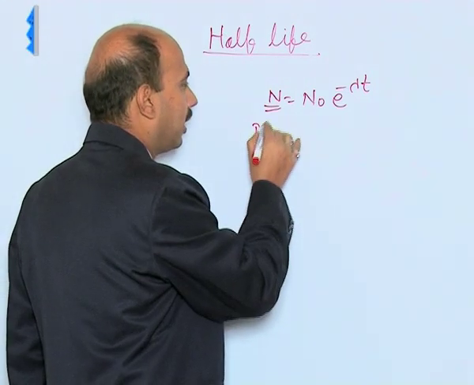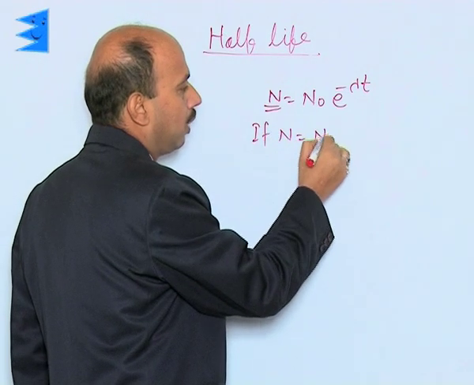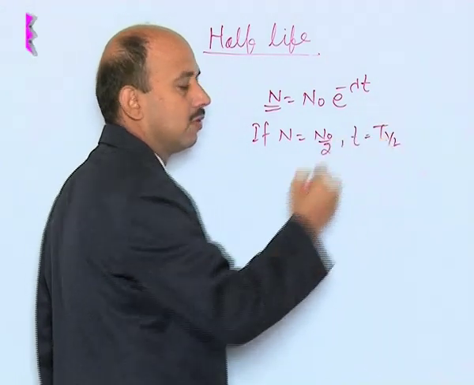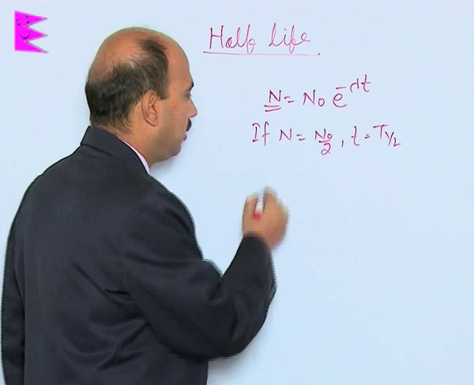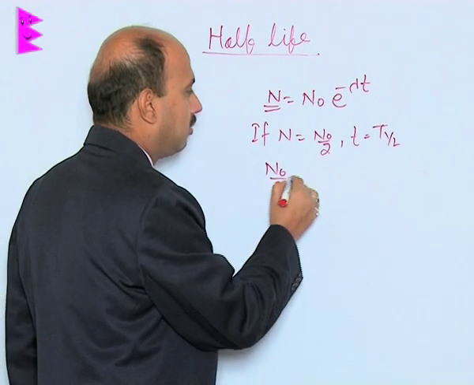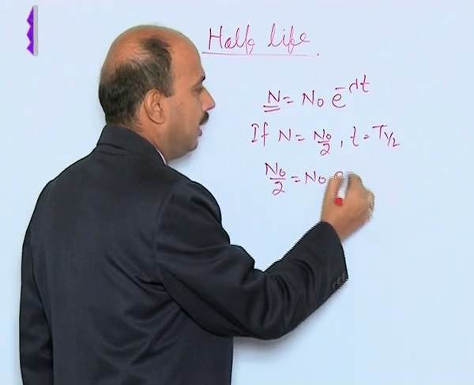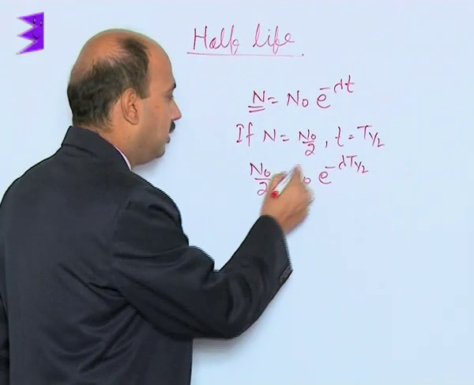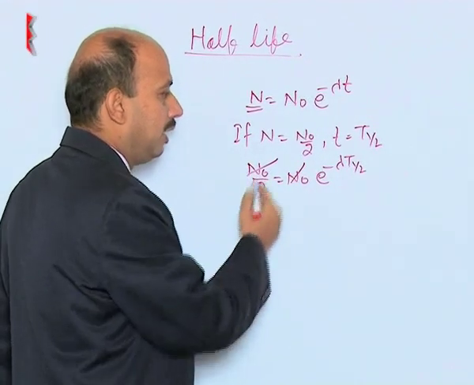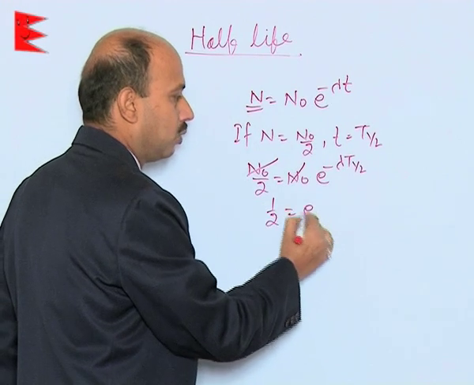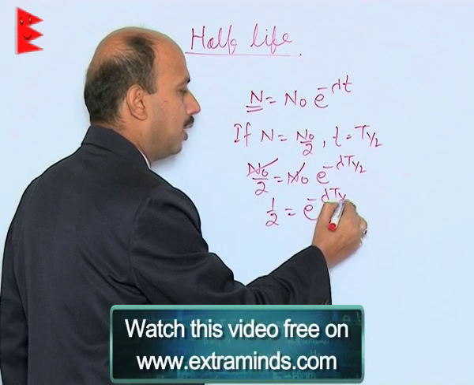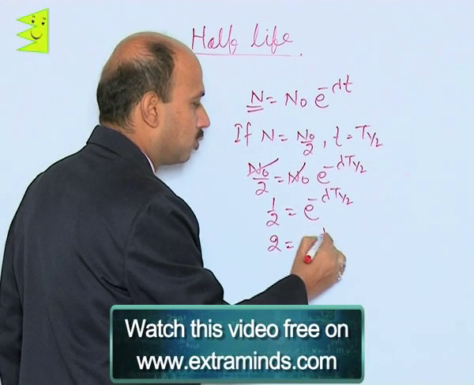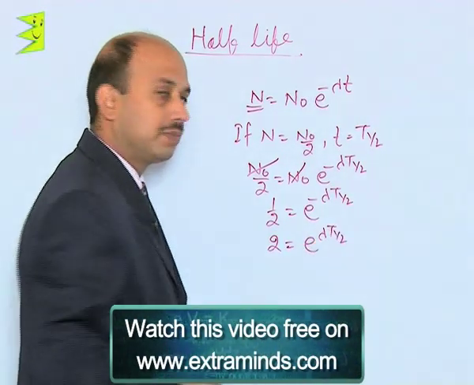So if we take N equal to N naught upon 2 and t equal to T half, we can write N naught upon 2 is equal to N naught e raised to the power minus lambda T half. This and this will get cancelled. Here 1 upon 2 is equal to e raised to the power minus lambda T half. We can write 2 is equal to e raised to the power lambda T half.